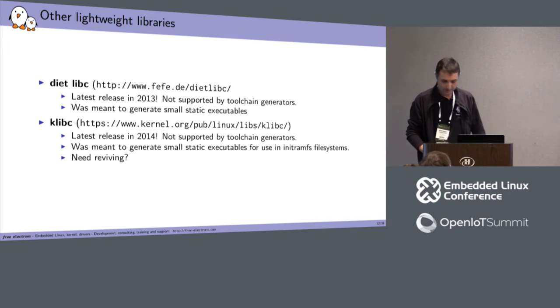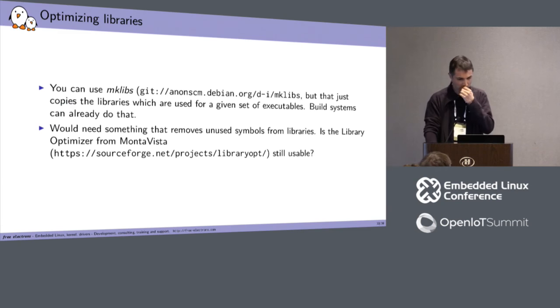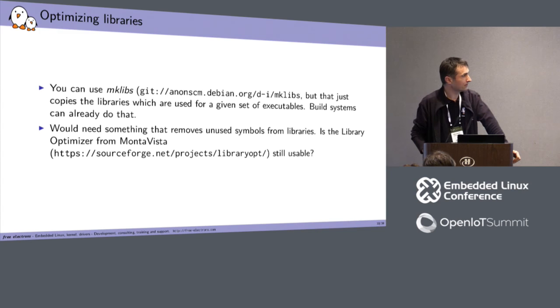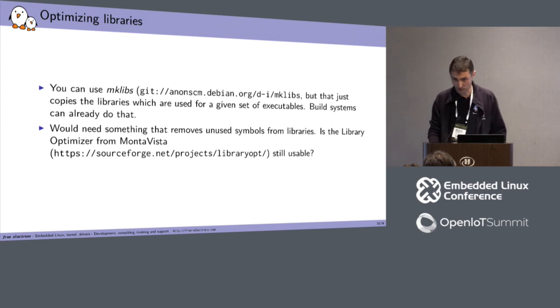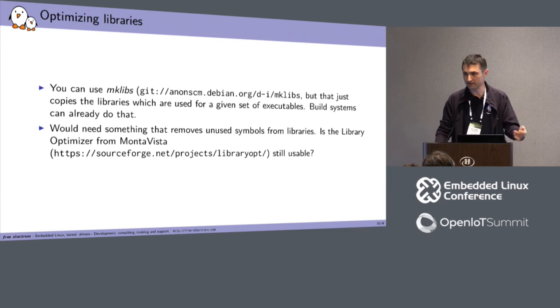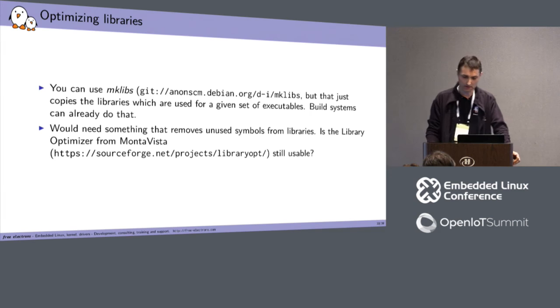You have all the C libraries which haven't been updated for a while, so let's assume they are completely stalled. I also looked at optimizing libraries on the target file system. You could use something called mklibs that's provided by distributions, but there's no magic in it. It's just copying the libraries that are needed for a set of executables, and that's something I assume build tools like Buildroot or the Yocto Project already take care of, just copying the .so files that are needed for each system. So it's not very interesting, and that's something you can do manually as well.